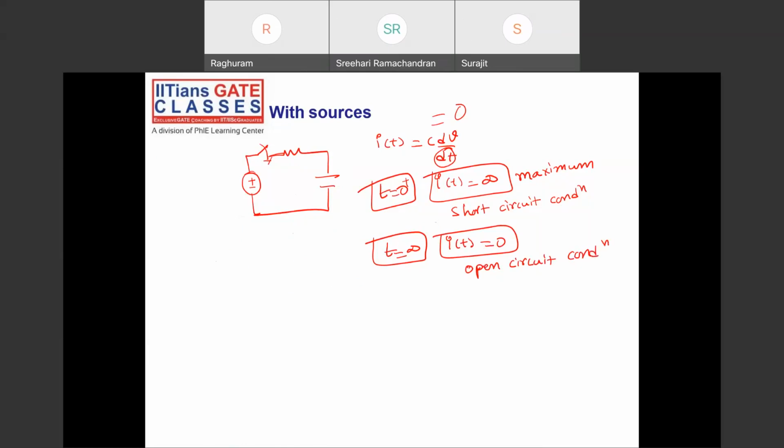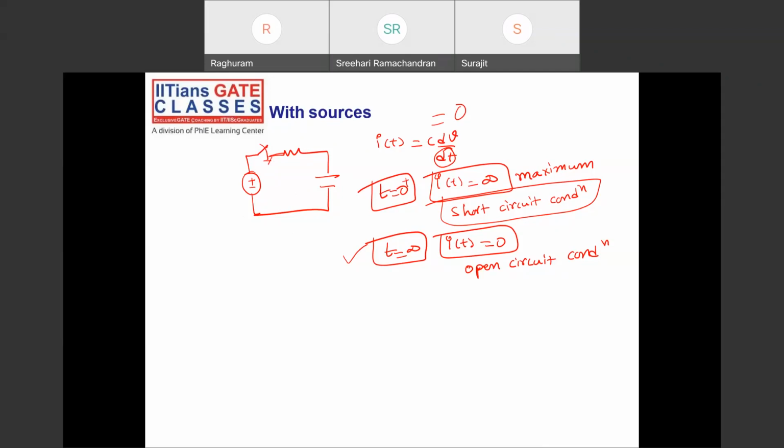What does this mean? The capacitor acts as an open circuit for DC, but the same capacitor at t equal to 0 plus, just after the switching action, acts as a short circuit, or it is replaced by a voltage source whose value is V of 0 minus. The current reversal happens, but the voltage will be the same at t equal to 0 plus. If it is uncharged, the voltage will be 0, which is a short circuit condition. So the capacitor acts as a short circuit at t equal to 0 plus and as an open circuit at t equal to infinity.